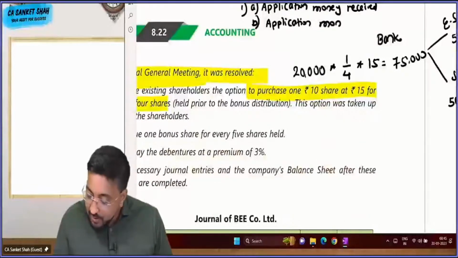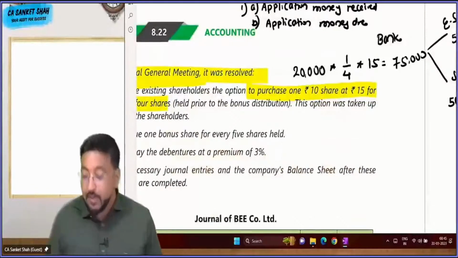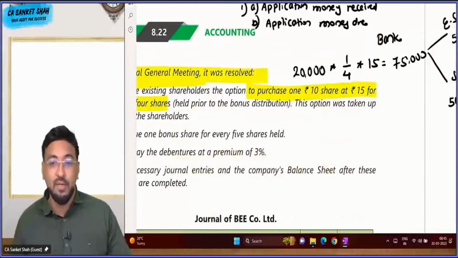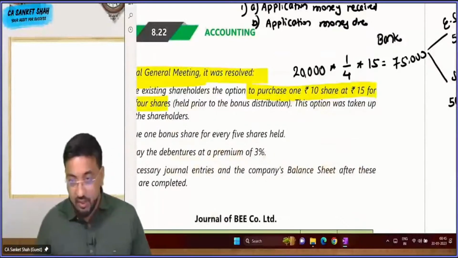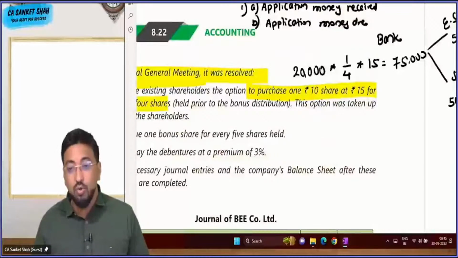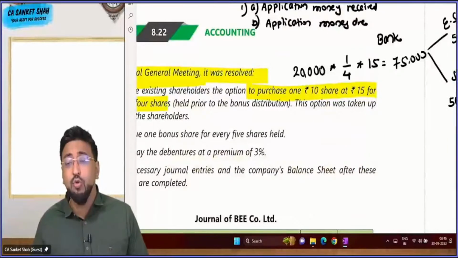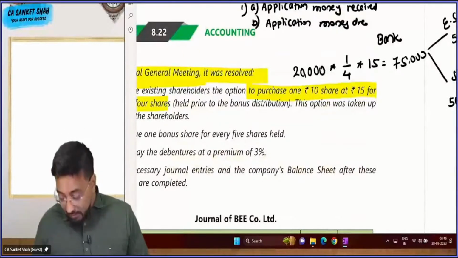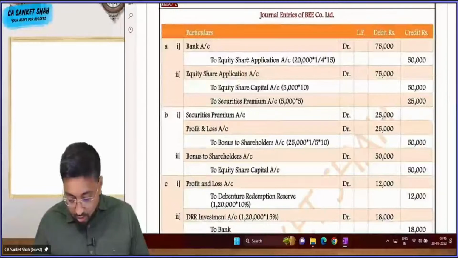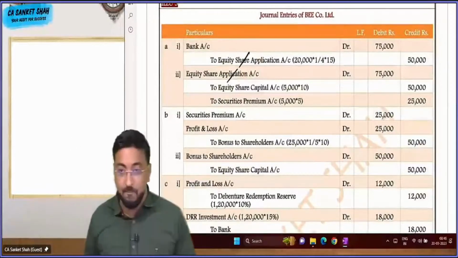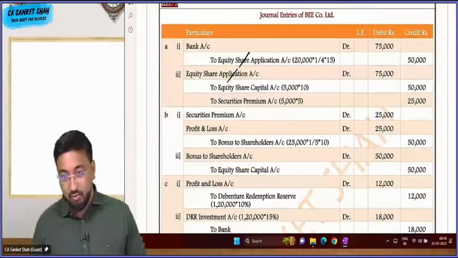So what is the application money received? See, received is beta. Received means bank account debit. So bank account debit to equity share application, and equity share application to equity share capital and security premium. So beta, update your balance sheet. Application will get cancelled. Application is a temporary account.